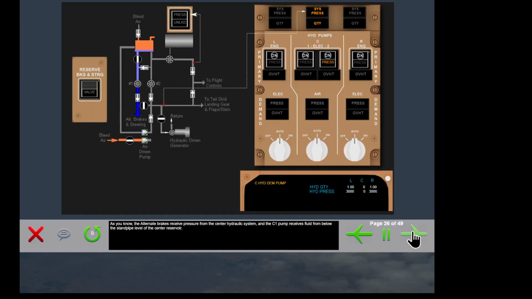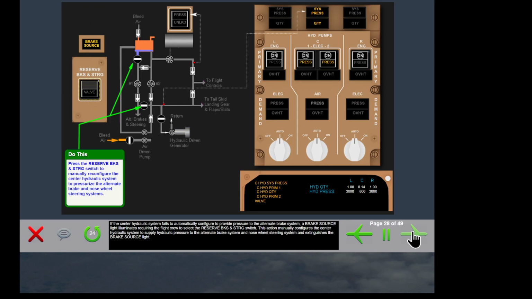As you know, the alternate brakes receive pressure from the center hydraulic system, and the C1 pump receives fluid from below the standpipe level of the center reservoir. If quantity is sensed low in the center system reservoir, isolation valves automatically close to direct the C1 pump to only pressurize the alternate brake components and nose wheel steering. This automatic isolation provides reserve brake operation through the alternate brakes on the 767.